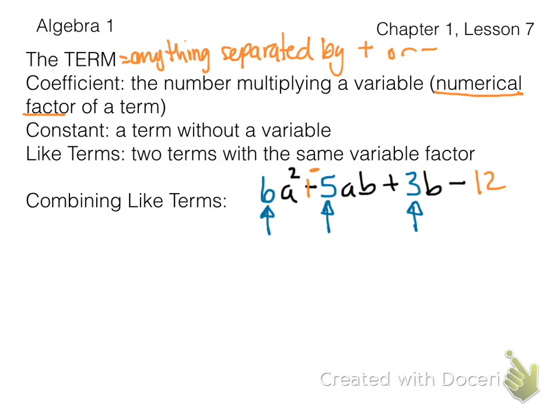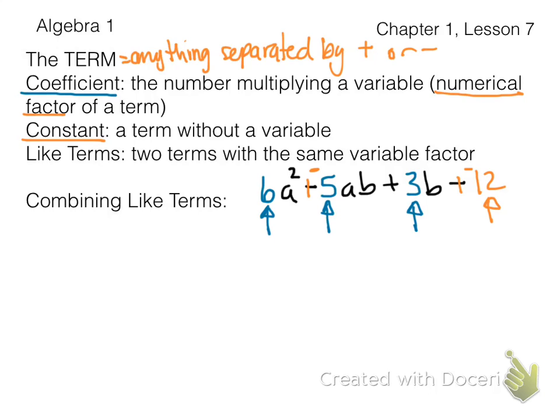Okay? All right. A constant is a term without a variable. So that's the constant right there, 12. Or negative 12, add the opposite. Don't forget that, all right? So the only constant in here is 12 because it doesn't have a variable attached to it.